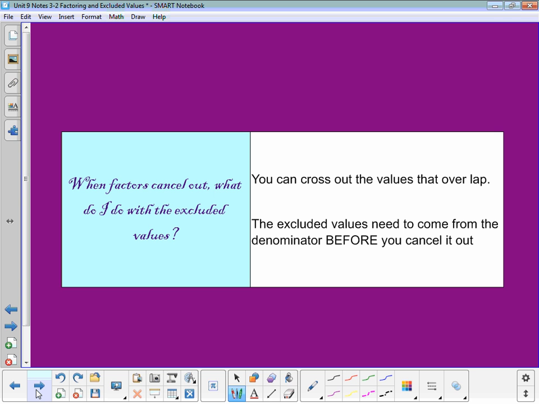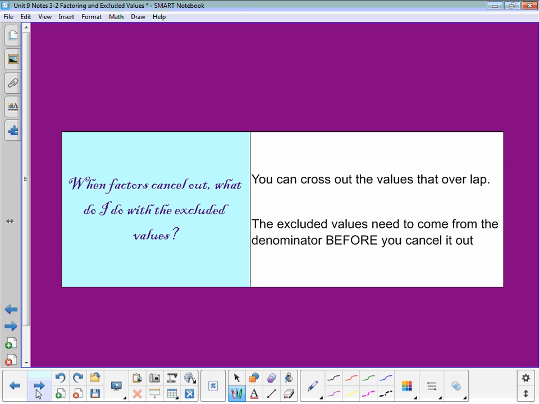Next, let's talk about when factors cancel out, what can I do with the excluded values? So let's say, for example, you have x plus 4 on the top and you have x plus 4 on the bottom. Well, if that's the case, you can cancel them out. Okay, and you can get a nice, pretty rational expression. That's what we're going to be working on more tomorrow.